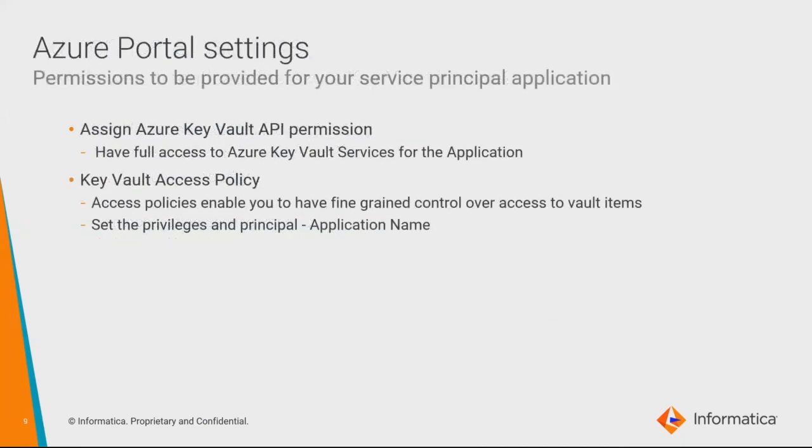So there are necessary permissions that we need to set for our service principal applications. We should make sure that we assign Azure Key Vault API permission for our application and set the Key Vault access policy for the application that we are using, so that we have great control over access to the vault items.